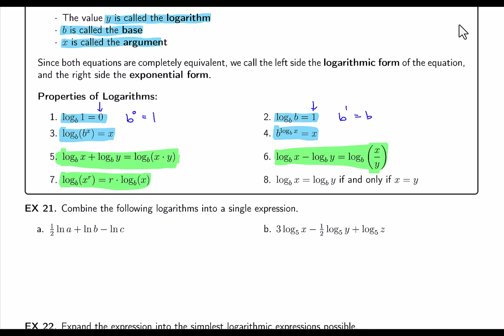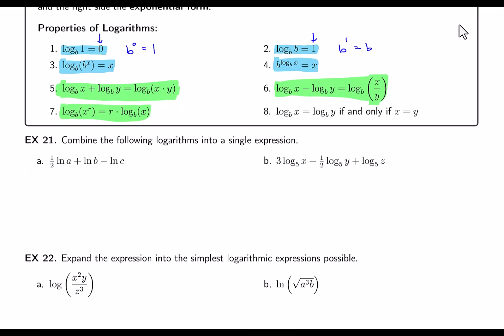Now, when we use logarithms in calculus, it's often to simplify a process that we're about to do. And these 3 rules together, 5, 6, and 7, are often the rules that we use the most. You want to be able to use them to combine logarithms into a single expression or expand them out. One of those 2 types of practices is generally what's most used in a calculus course.